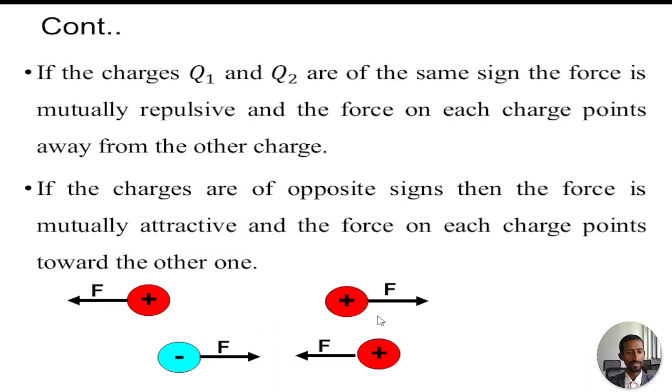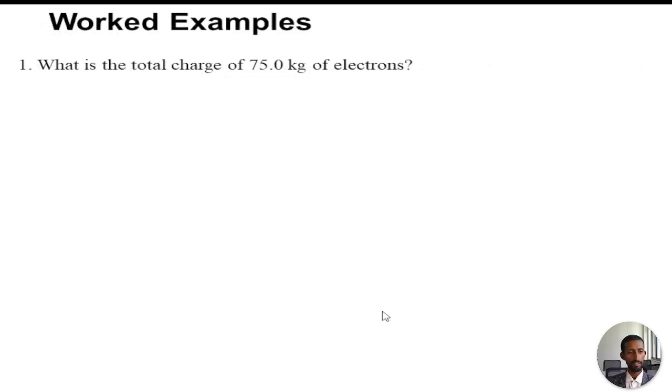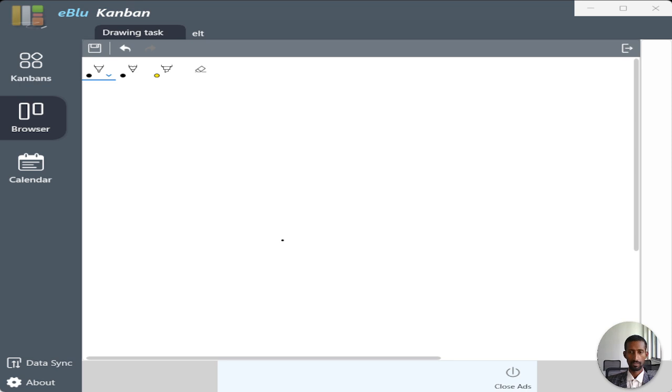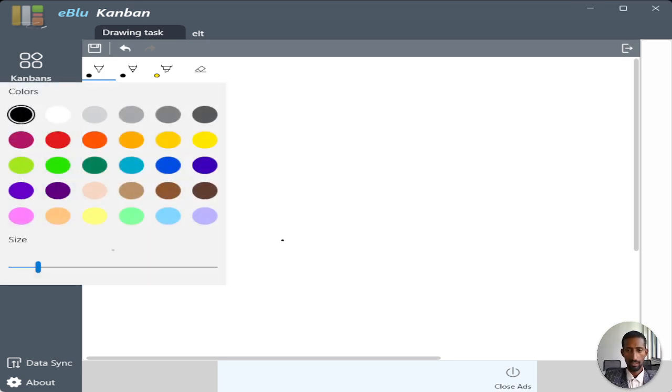Having this, let's see some examples on Coulomb's law. The first example is, what is the total charge of 75 kilograms of electrons? Let's do this example together. What is the total charge of 75 kilograms of electrons? So let's solve this problem together.